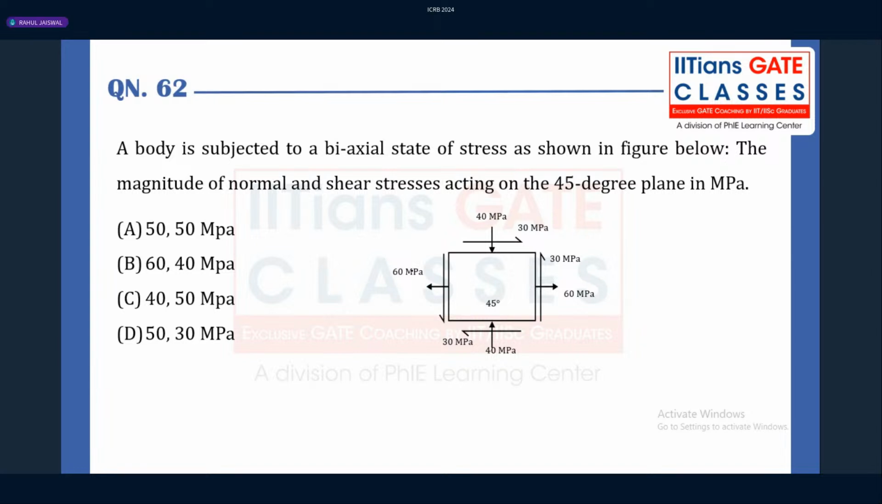Okay, anyway, we are able to calculate this one. A body is subjected to a biaxial state of stress as shown in the figure. What is the magnitude of the normal and shear stress acting on a 45-degree plane? Here, 45 degree. If I take a plane at an angle of 45 degree, for example.